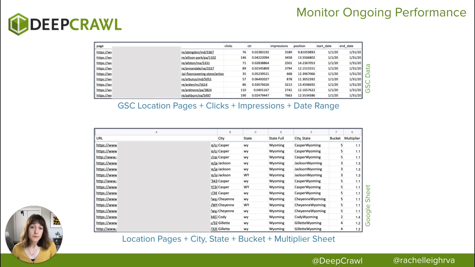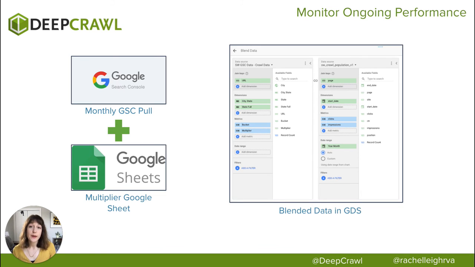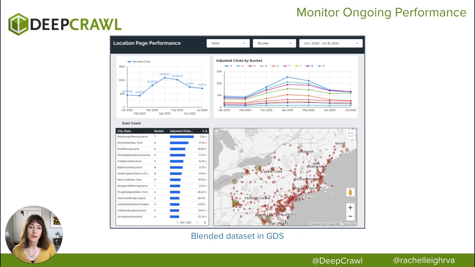Okay, so we're going to set up 2 data sources for Google Data Studio. One is going to be a Google Sheet that's going to have your location pages, the city, state, the bucket, and the multiplier. This is real similar to step 2. And then the other data source is going to be our Google Search Console data, whether this is a Google Sheet like I have listed here, or it's in BigQuery. Once you have those data sources, you can blend them in Google Data Studio to create a blended data source that allows you to do really cool visualizations and show the change over time for buckets, for cities, for regions, and I think it's really helpful.